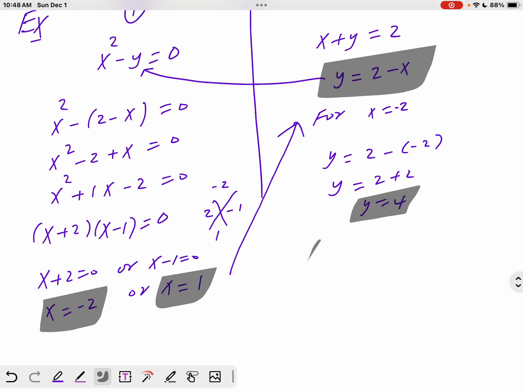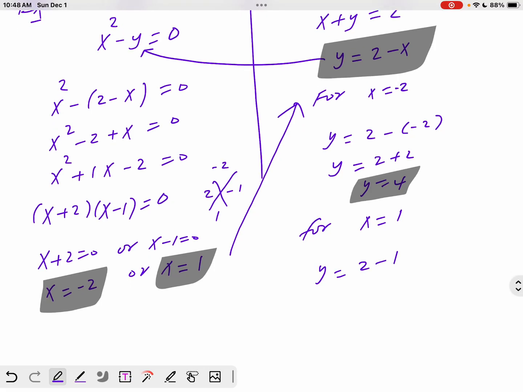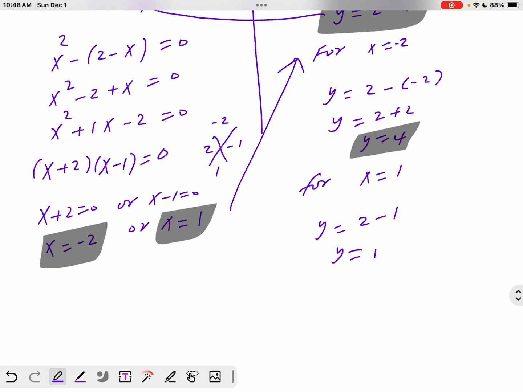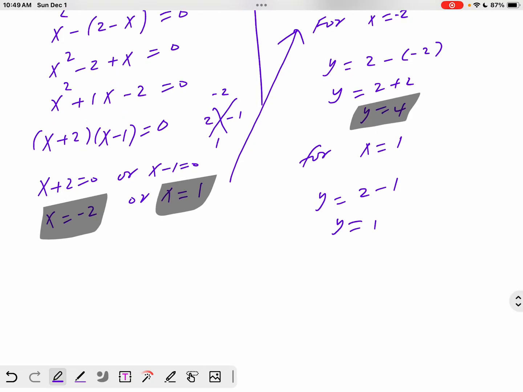And for x equals 1, then y equals 2 minus 1, the y equals 1. Okay? So this is the second y value here.